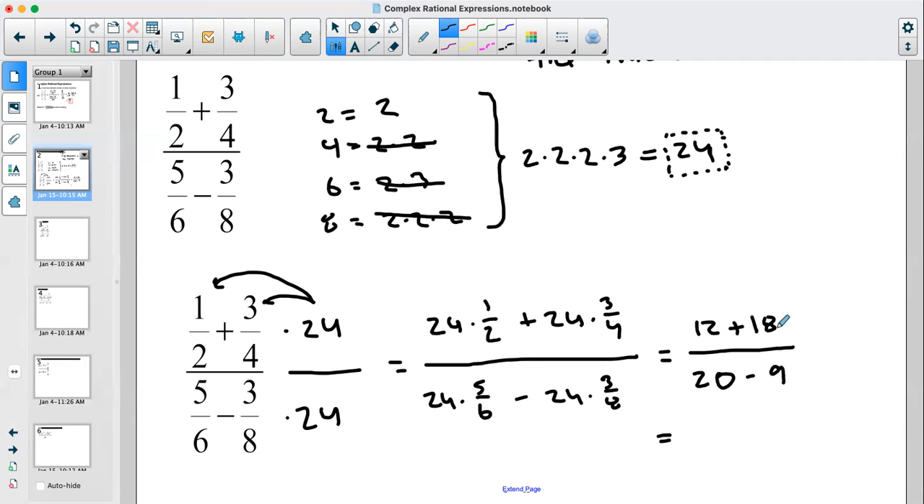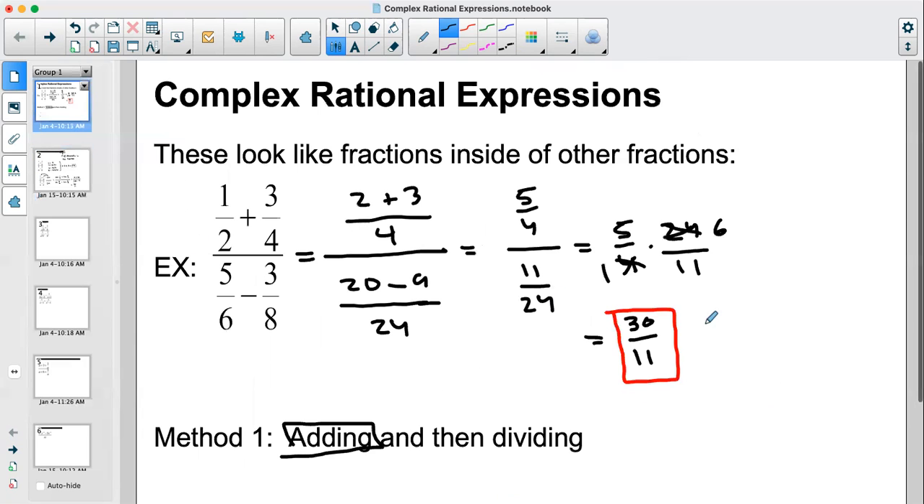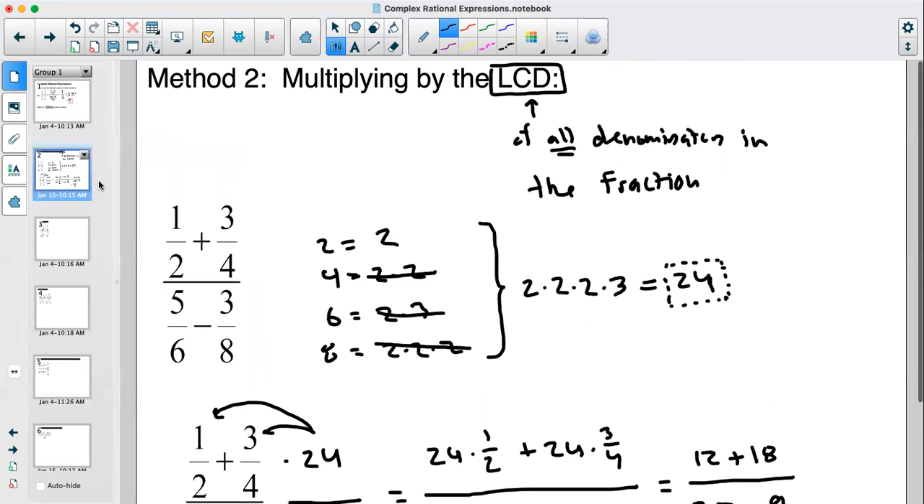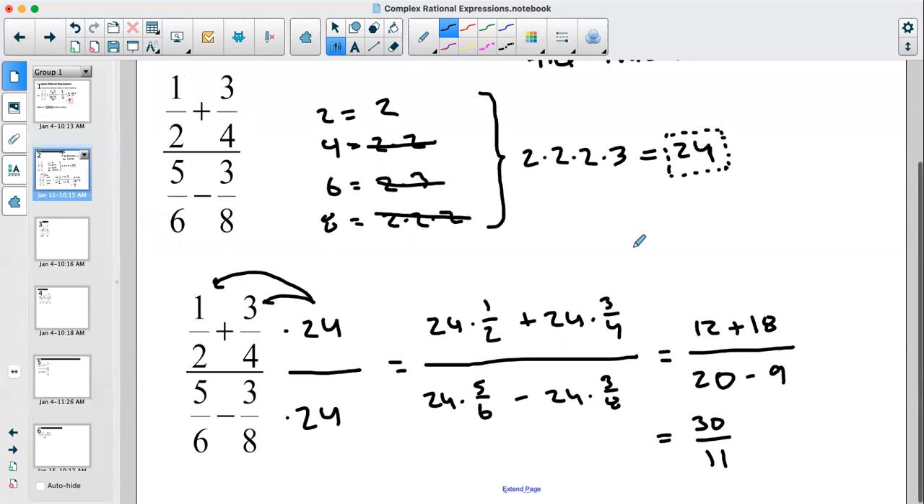Now if I add the two numbers on top, I get 30 on top. And if I subtract 9 from 20, I get 11 on the bottom. And that checks out with my original. These ought to give you the same answer, and they do, these two methods. But like I said, I prefer this one personally.